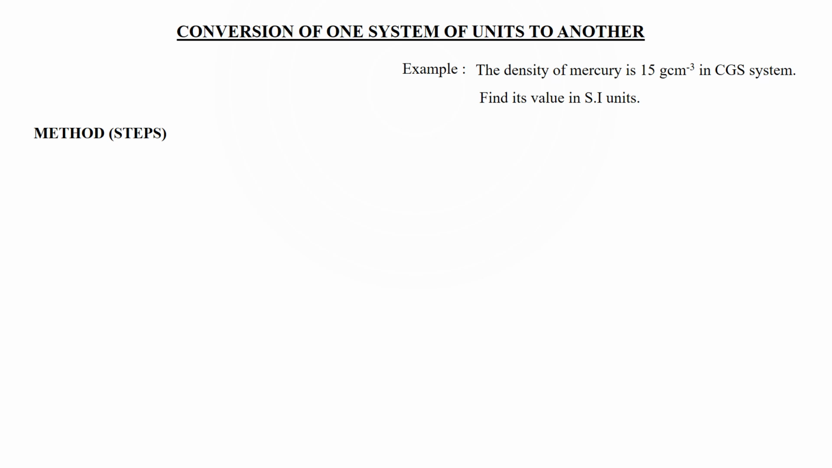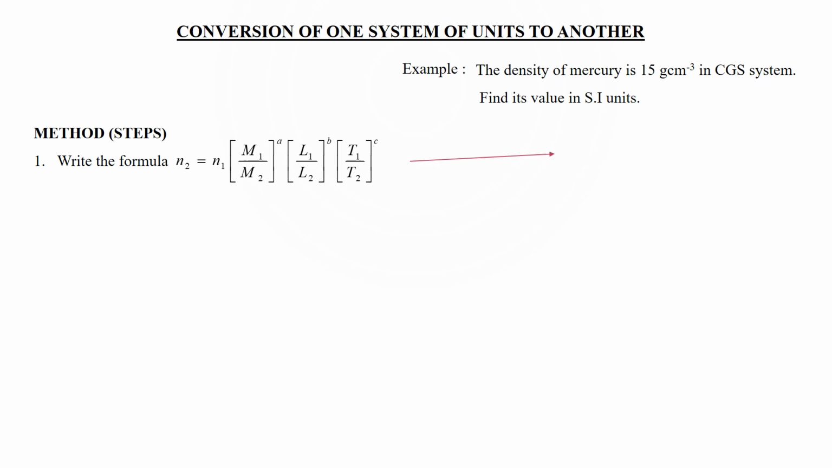The conversion of one system of units to another. So the methods, okay, we will understand with the help of an example. The density of mercury is 15 gram per centimeter cube in CGS system. Find its value in SI units. Okay, so which is the first step? Write the formula. N2 is equal to N1 (M1 by M2) to the power of A, (L1 by L2) to the power of B, and (T1 by T2) to the power of C.